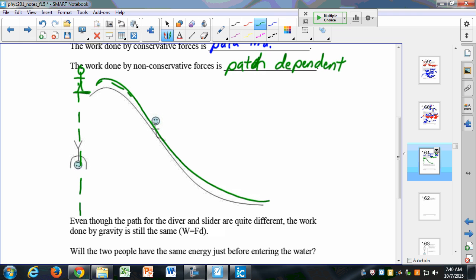I have a couple forces. Or actually, in the first scenario where the guy's just jumping, I only have one force at work. Right? What's that force that's acting on him? The gravitational force. That is a conservative force. It conserves energy, and the work done by it is path independent.